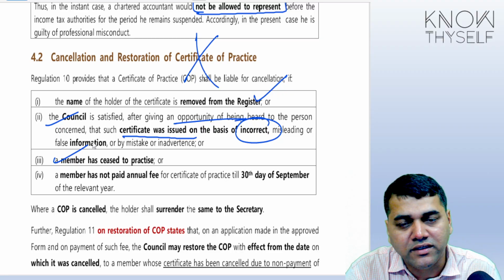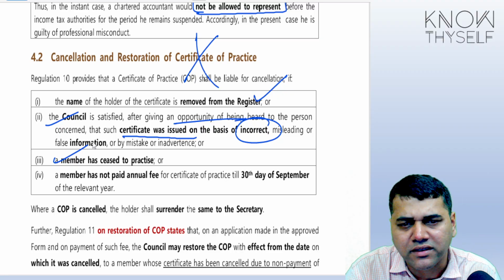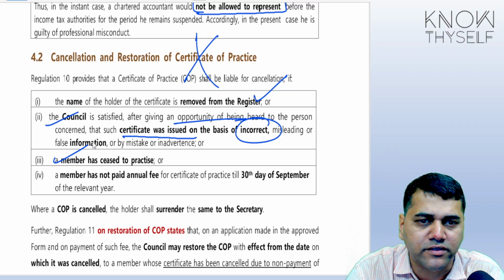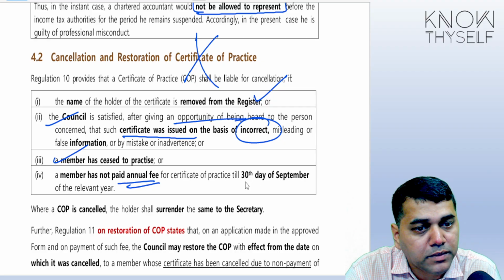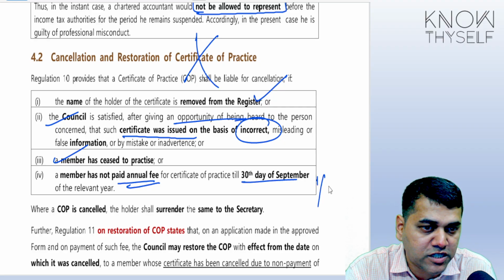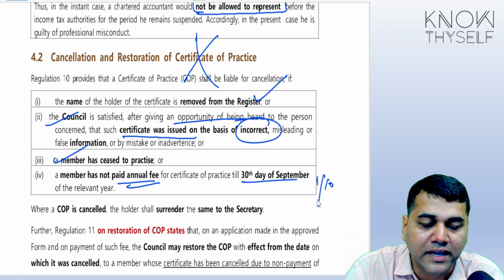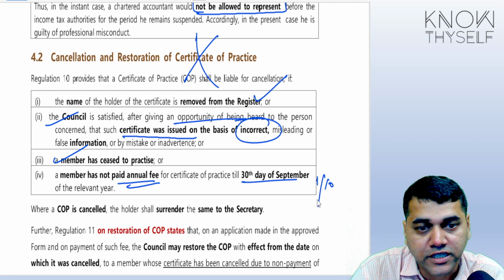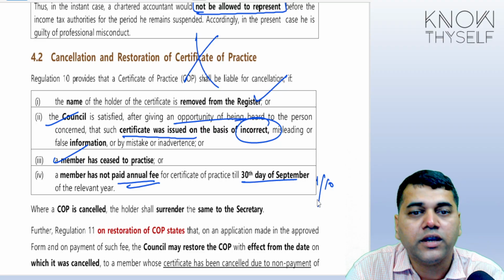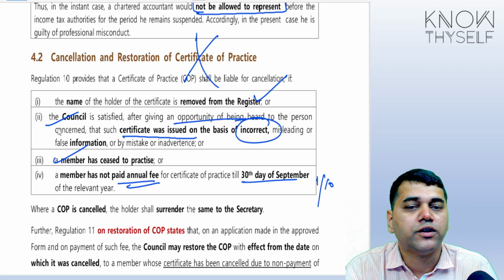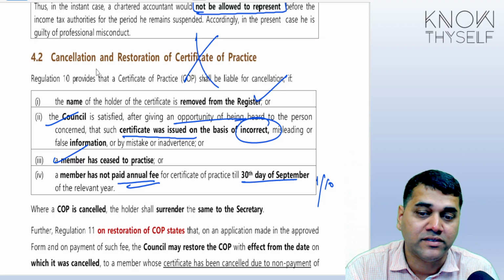Or the member has ceased to practice, like my example. I didn't practice, I only surrendered. I told them I don't want to practice anymore. Or the member has not paid the annual fees by 30th September. That means on 1st October, your COP is cancelled. Very strict. ICAI is very particular about this. Your fees have to be paid by 30th September. So these are all the instances where your COP will be cancelled.